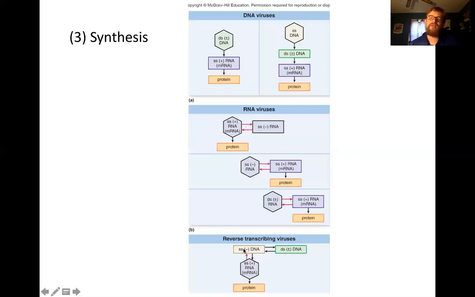And down here is interesting. You have reverse transcriptase, which is starting with single strand RNA and using reverse transcriptase to actually turn it into double strand DNA. So this is something called a retrovirus. This is how HIV works. Okay.